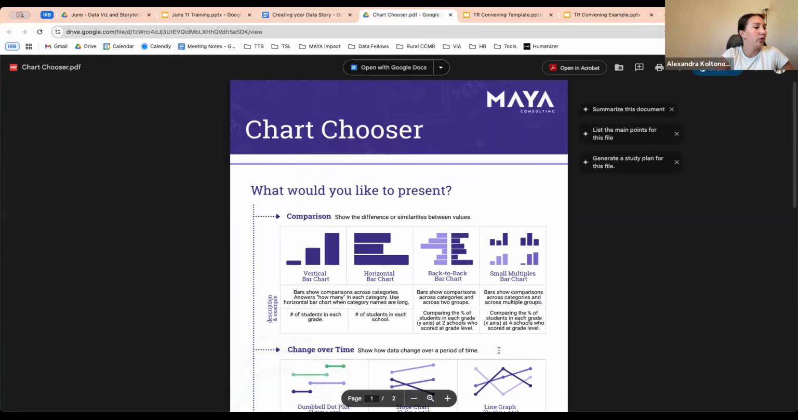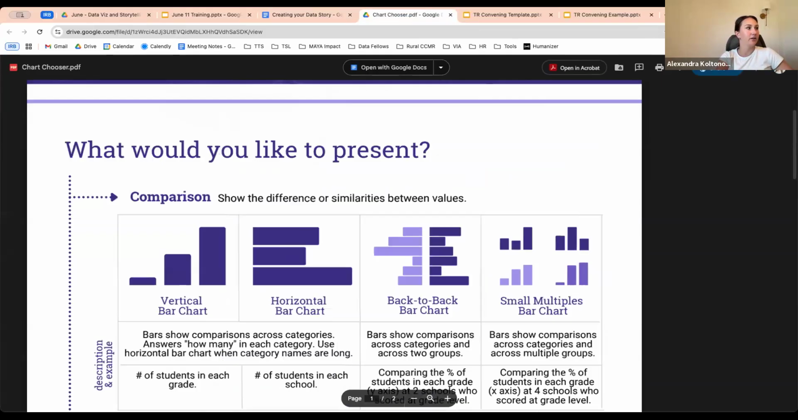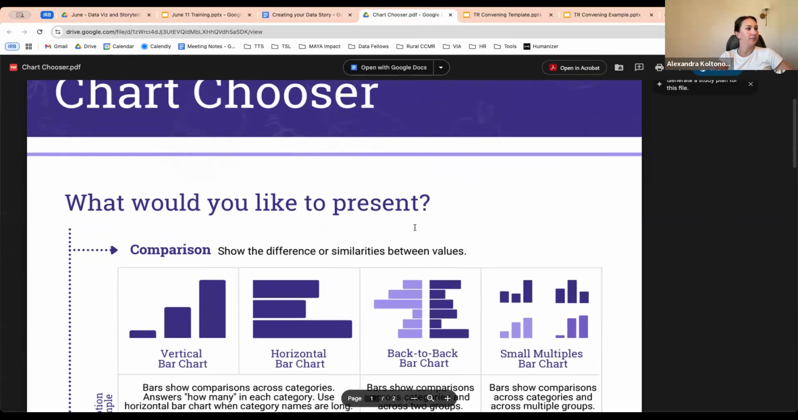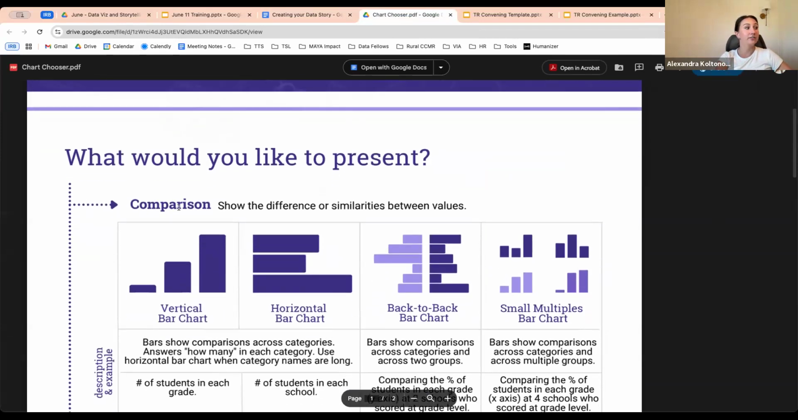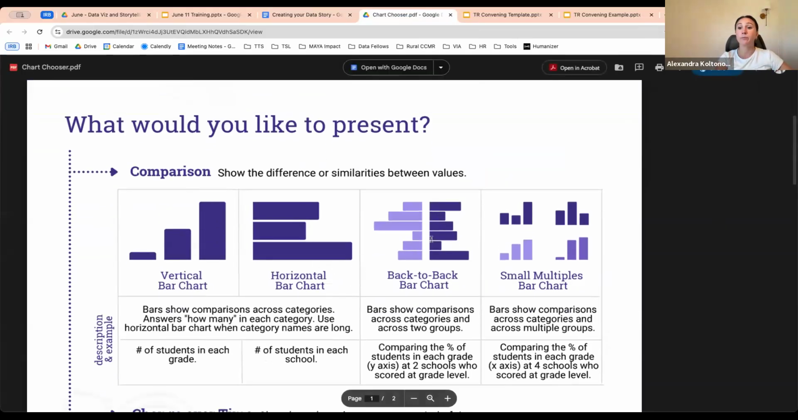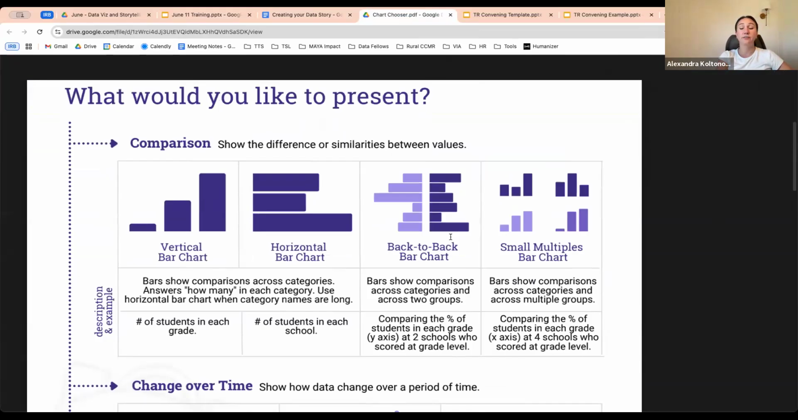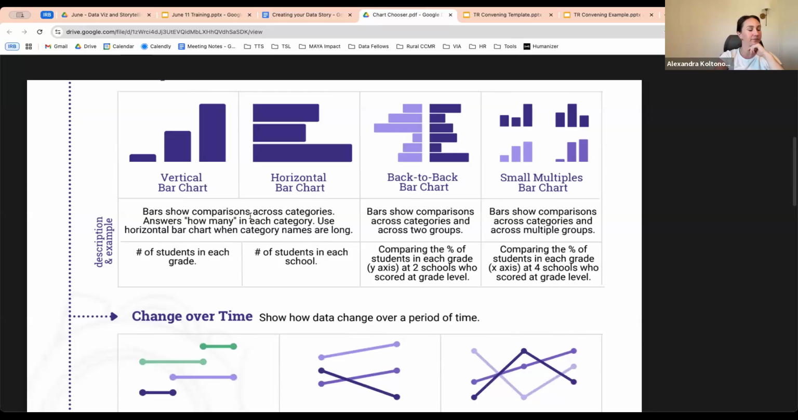You don't have to use this, but I think it's really helpful when you are thinking about how to present your data. The way that it's organized is it goes into what would you like to present. So first, if you're comparing, so showing the differences or similarities between values, these are some different ways you could present the data. For instance, if you want to compare by campus, a horizontal bar chart or vertical bar chart would be a nice way to present that. You could also include another line across that shows the district overall. So then you could show the variance between campuses to that district average.